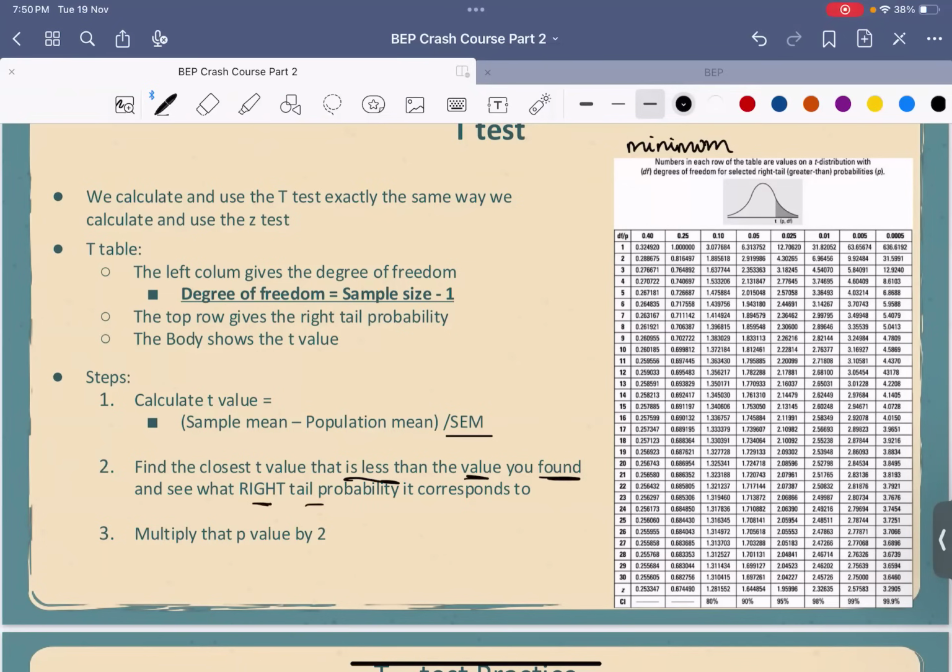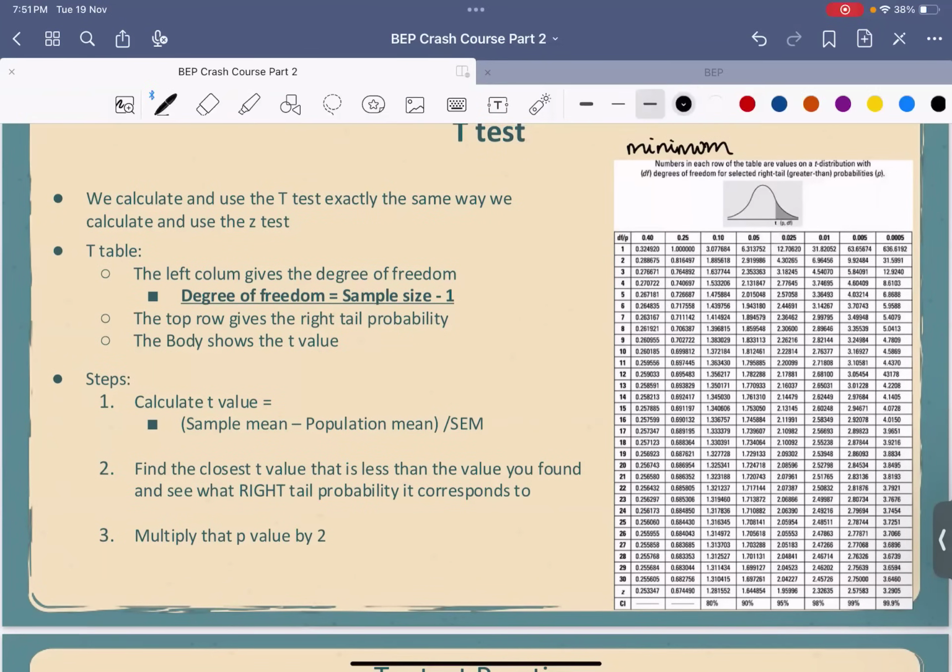Find the closest t-value that is less than the value you found and see what right tail probability it corresponds to. So if you find this, you go up here and find 0.01. Then you multiply that p-value by 2, the same thing as before, because you don't only want the right side, you also want the left side. This is significant, this is also significant, and whatever is in the middle is not significant. So just memorize multiplying the p-value by 2, just like we did with the z table. It's the same steps, but the interpretation of the table is a bit different.